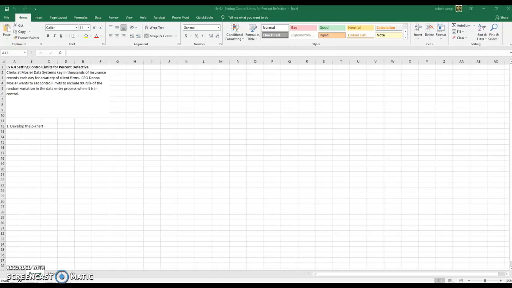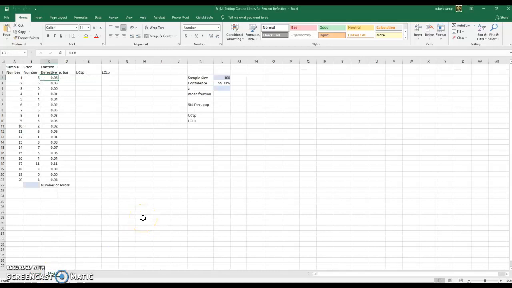The other ones we've done are the X bar and R charts, so we're going to look at a P chart. We've got clerks at a data entry system. They enter thousands of insurance records each day for different clients, and the CEO wants to set control limits to include 99.73% of the random variation in the data entry process when it's in control. That 99.73 falls down to our standard normal curve. That would be a z-value of 3. So let us go and look at our model.